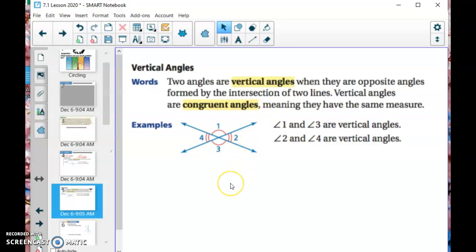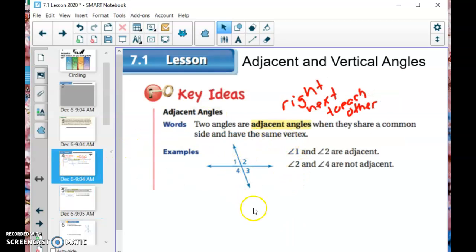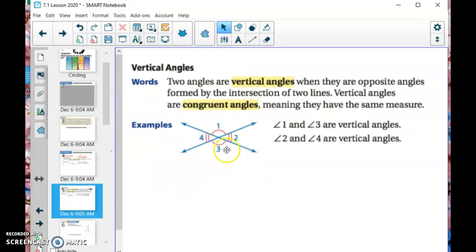So adjacent angles are two angles that are right next to each other. Vertical angles are angles that are opposite each other, but the special thing about vertical angles is they also have to be congruent with each other. Adjacent angles do not have to be congruent with each other. They just happen to be two angles that are right next to each other. So adjacent angles, two angles that are right next to each other, do not have to be congruent. Vertical angles are opposite each other and do have to be congruent to each other.